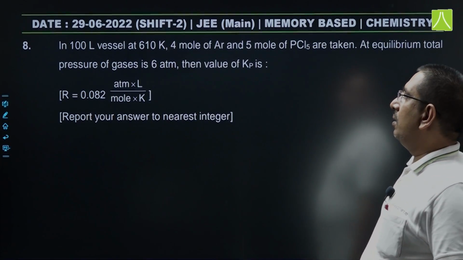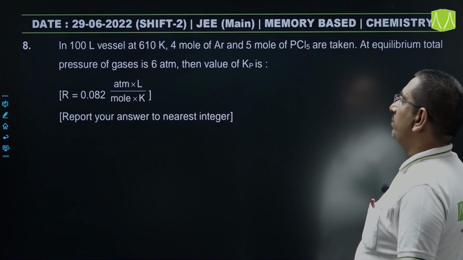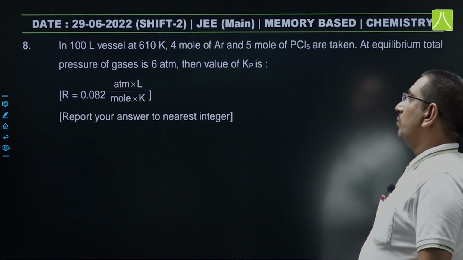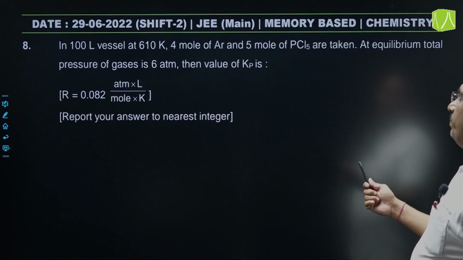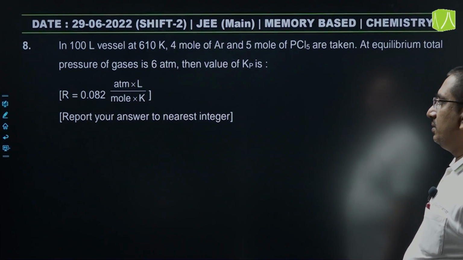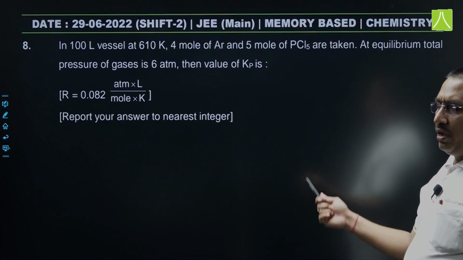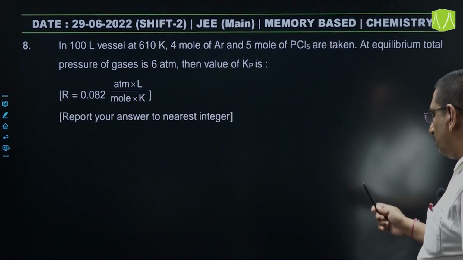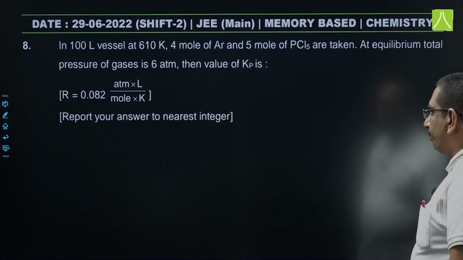Next question: in a 100 liter vessel at 610 Kelvin, 4 moles of argon and 5 moles of PCl5 are taken at equilibrium. Total pressure of gases is 6 atm, then the value of Kp is. This is from chemical equilibrium.